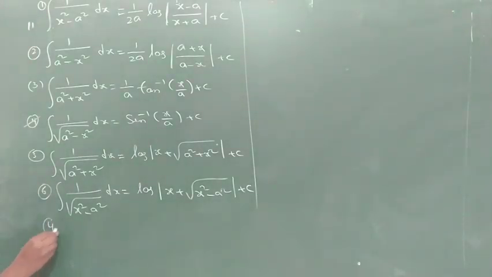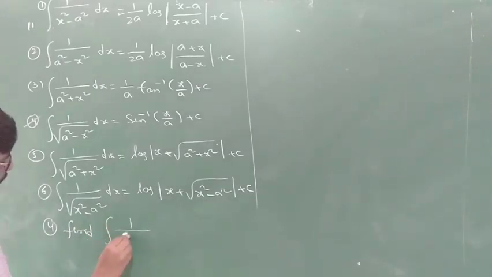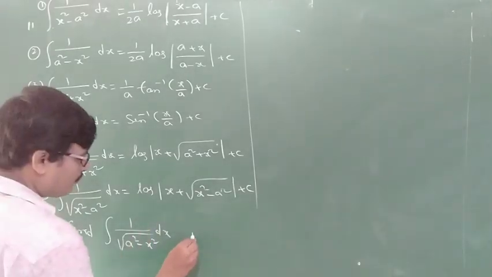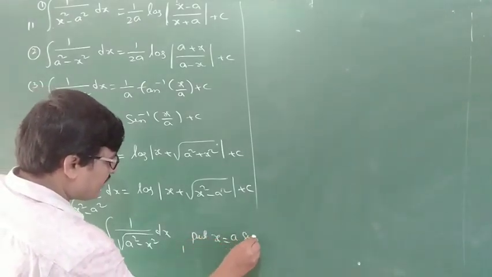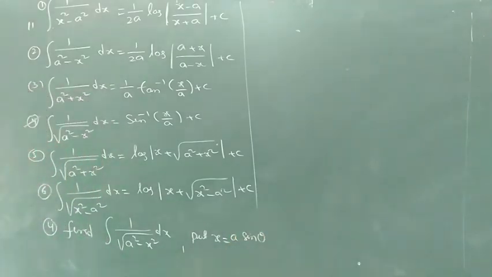Next one, fourth one. Find integral 1 by root of a square minus x square dx. The question. Okay? So put x is equal to a sin theta. This is the confusion for the maximum of the students. What is the confusion? First, what is the x here? X is equal to what? This is the main problem.